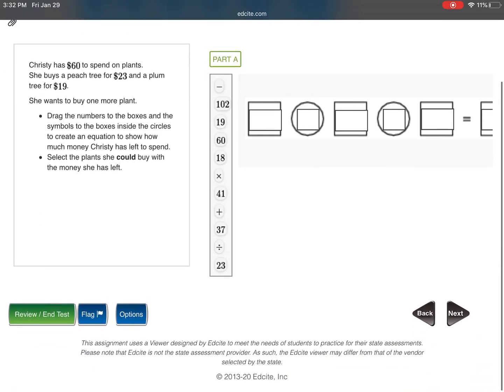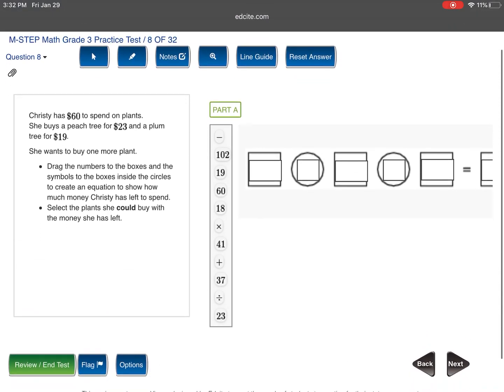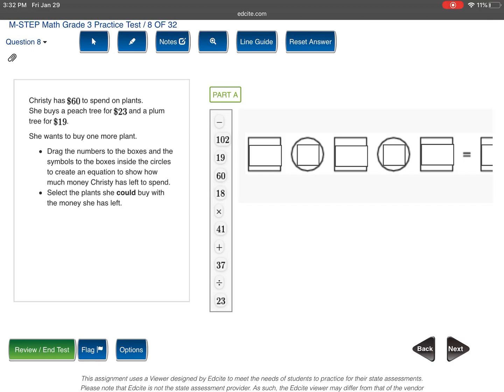I'm thinking that sounds a little confusing, so I'm going to kind of go through and read again. Christy has $60 to spend on plants. She buys a peach tree for $23, so I know when I'm spending money, it's usually subtraction, and a plum tree for $19. She wants to buy one more plant. Drag the numbers to the boxes. Okay, I see the boxes. Okay, I think I get it.